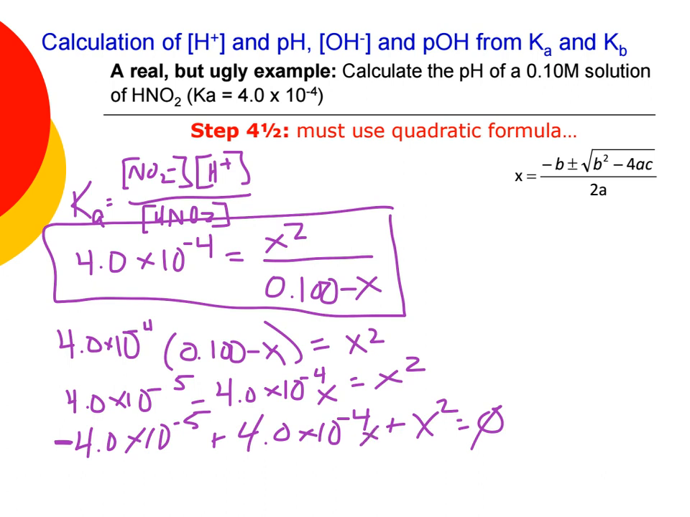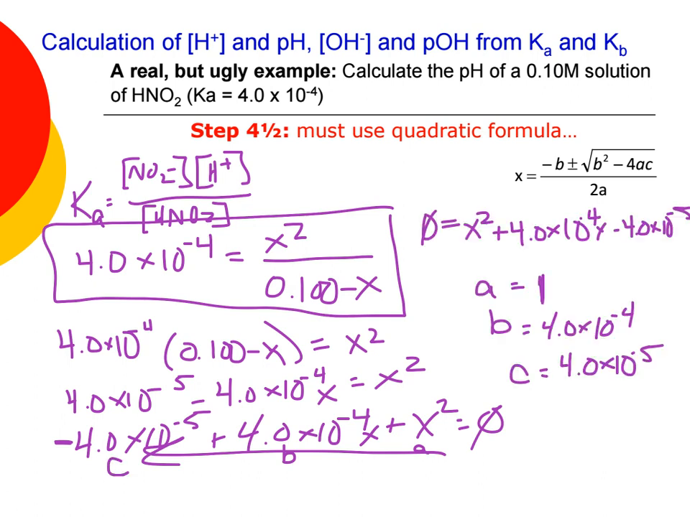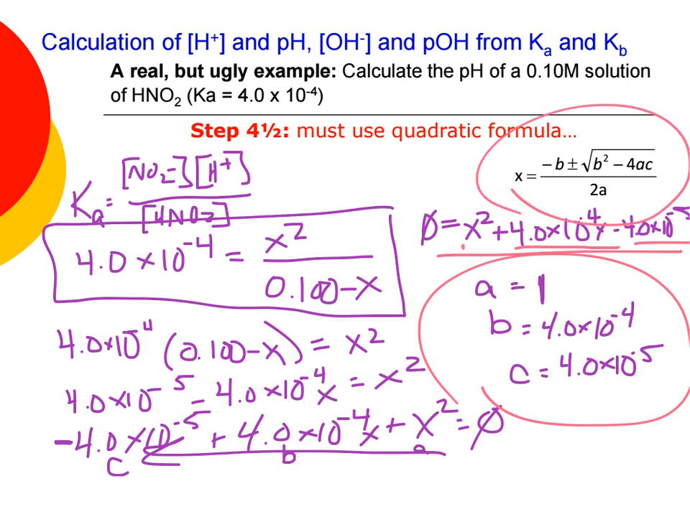And then the other thing is, writing this backwards would help, because a is the coefficient of x squared, and b is the coefficient of just x, and then c is the number without x. So here we have a little bit of a more polished version ready for our quadratic formula, where we have a equal to 1, b equal to 4 times 10 to the negative fourth, and c equal to 4 times 10 to the negative fifth. So we'll plug these into the quadratic and find our x.